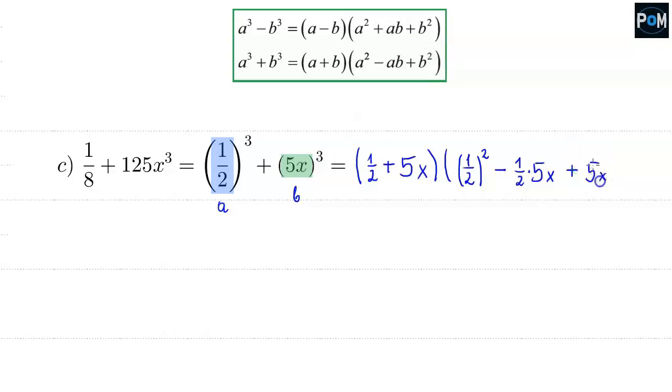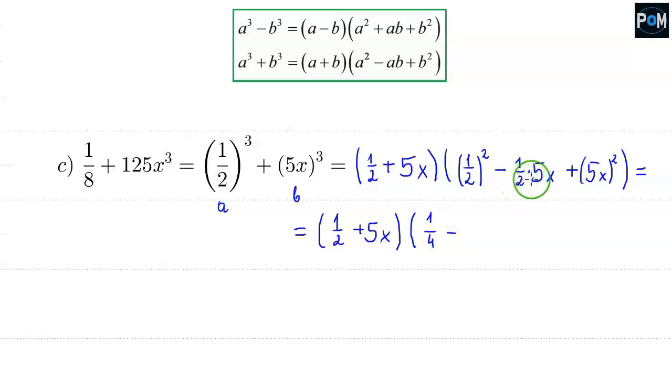We need to put that 5x in parentheses again. Here ends another parenthesis. We're calculating, but in the first parenthesis, we don't calculate anything, we just copy it. For the second bracket, we calculate 1/2 squared, which is 1/2 times 1/2, so 1/4. Then there is a minus, 1/2 times 5, which is half of 5. We can write that it is 2.5.